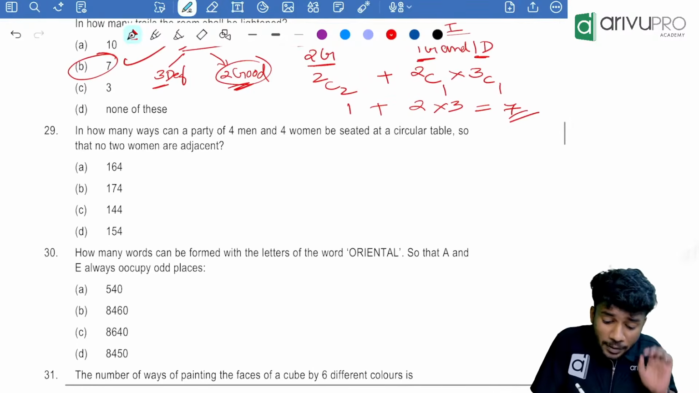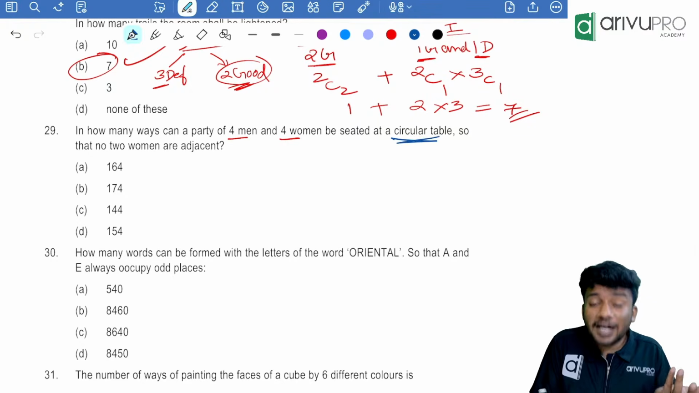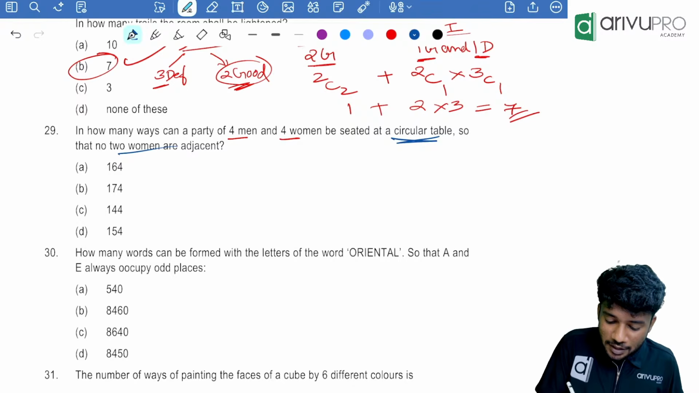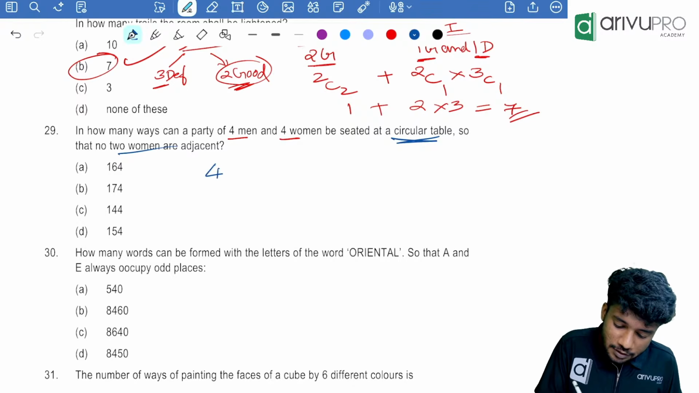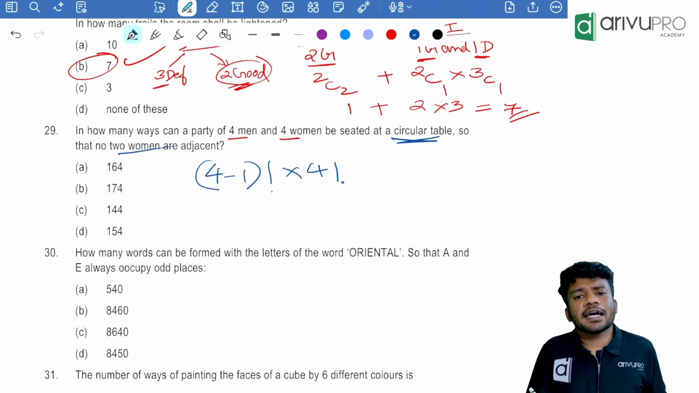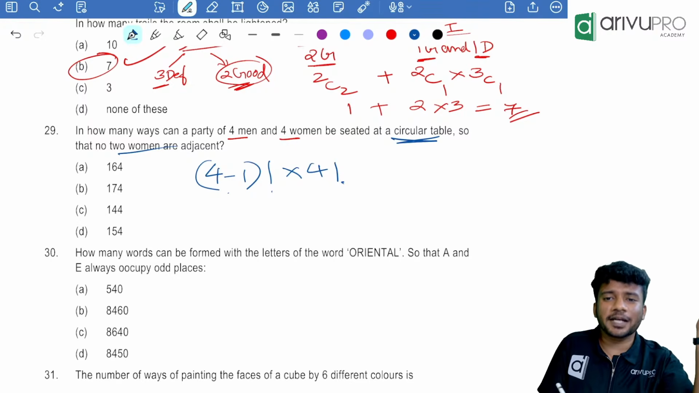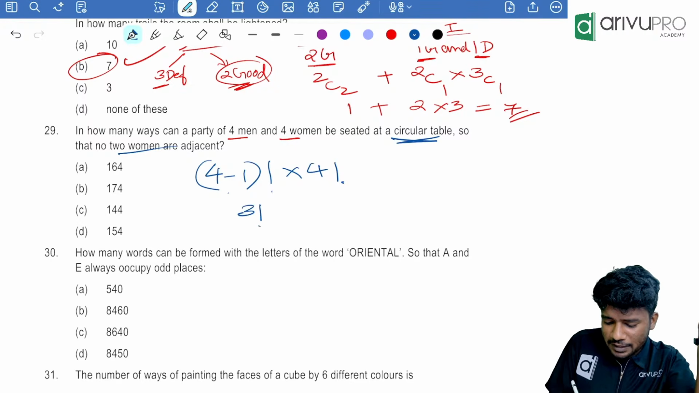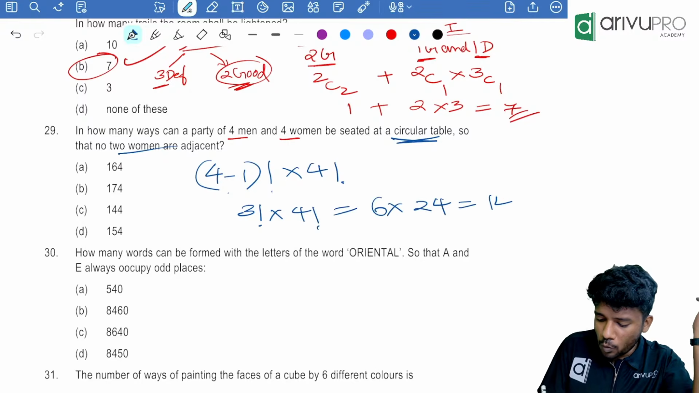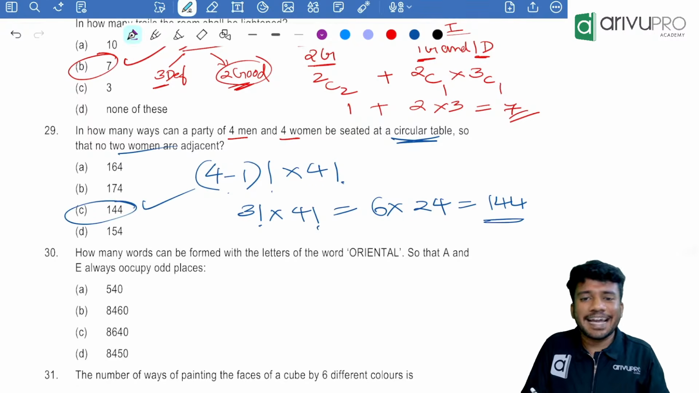Next one. How many ways can a party of 4 men and 4 women be seated at a circular table so that no two women are adjacent? Very easy question. No two women are adjacent means 4 minus 1 factorial into 4 factorial. Directly you can say that they are not adjacent, circular arrangement, 4 minus 1 factorial into 4 factorial, that is 3 factorial into 4 factorial, which is 6 into 24, which is equal to 144. Which option is the answer, people? Option C is the answer, direct answer.